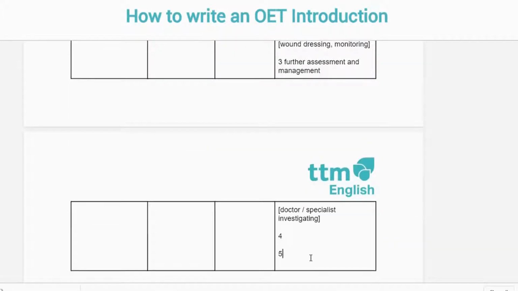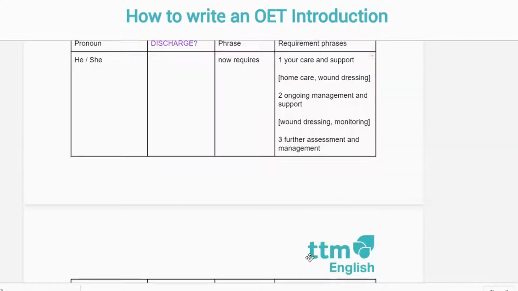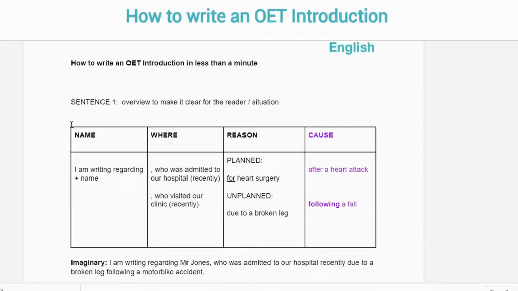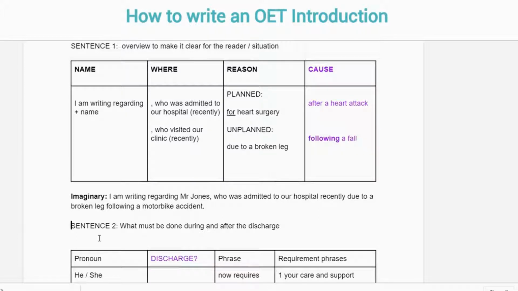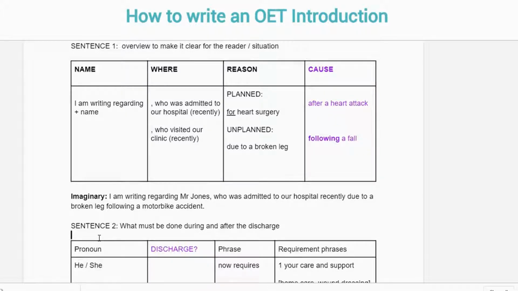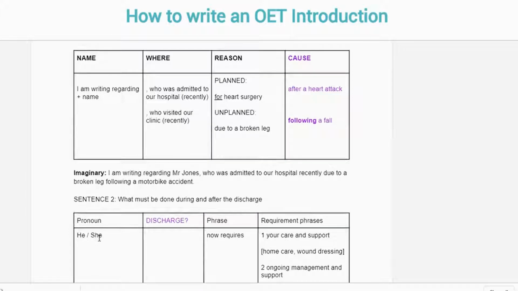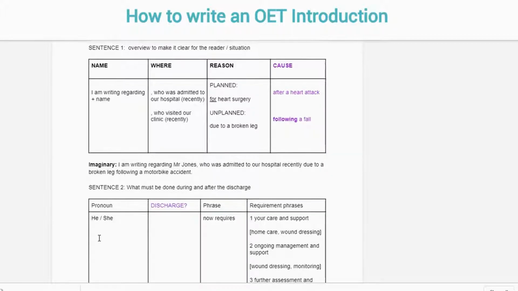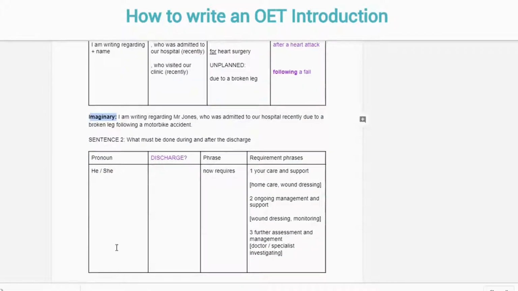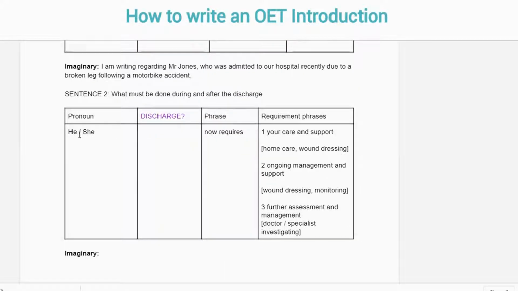All right. So the idea of this class is to get you writing these fast. The reason is because this is an exam, and exams like IELTS or OET require time management. You can write the best OET letter in the world, but if it takes you an hour, that's a problem. You don't have an hour in the exam. You have 40 minutes only. So if you can write an introduction really, really fast, that gives you more time to focus on the rest of the letter. So we're going to do some imaginary sentences for sentence 2. Raji, just give me an example of this, please.